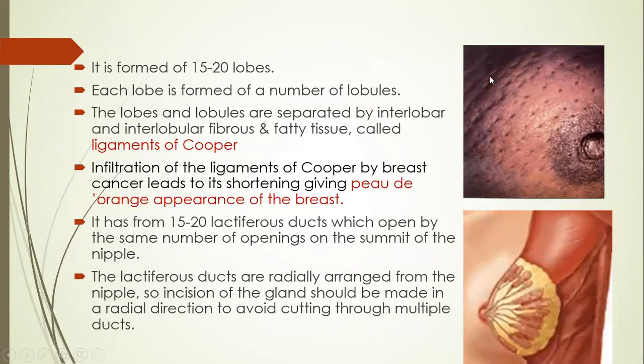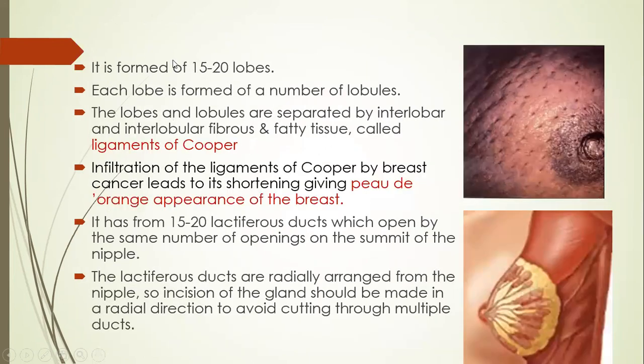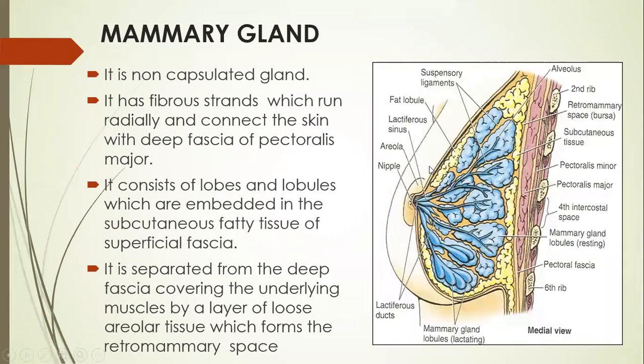It is formed of 15 to 20 lobes, as we said before, and each lobe will be drained by one lactiferous duct. Each lobe is formed of a number of lobules, and the lobes and lobules are separated by interlobar and interlobular fibrous tissue called the ligaments of Cooper. So there will be fibrous bands called the suspensory ligaments of Cooper.